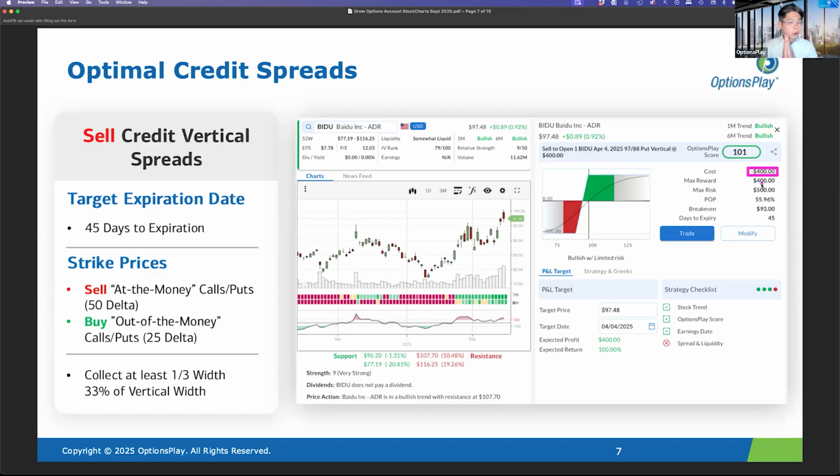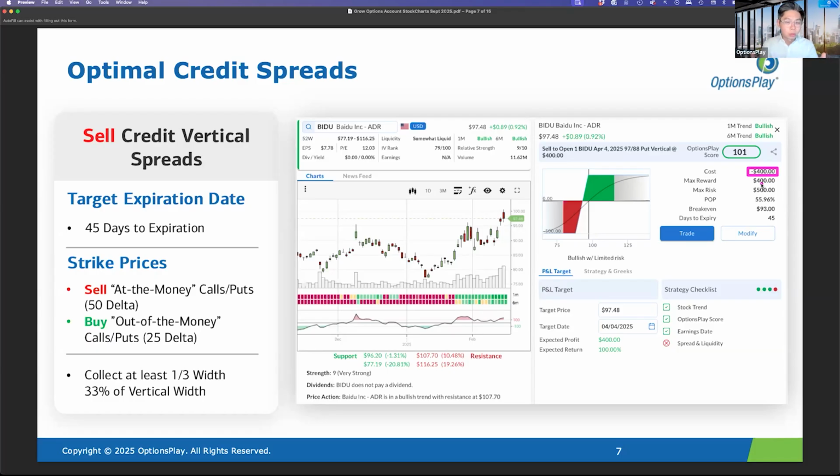So the goal, whenever we're selling credit spreads, is to collect at least 1/3, meaning 33%, of the vertical width as income, which means that the maximum risk we want to take on is going to be 2/3 of the vertical width.